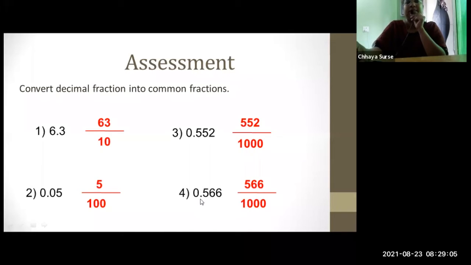Here also the same. After the decimal point, yes, Rujin, 566. So here also 3 digits. That's why we have taken 3 zeros with the 1. 566 upon 1000. Understood? Understood all of you?